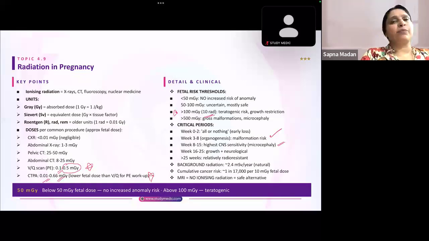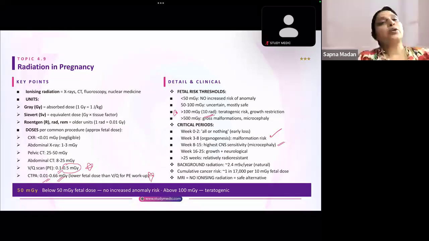Now, background radiation is around 2.4 millisieverts per year. This is a natural background risk. So even if we are not undergoing any kind of radiation, we are receiving 2.4 millisieverts per year. This is about the UK.